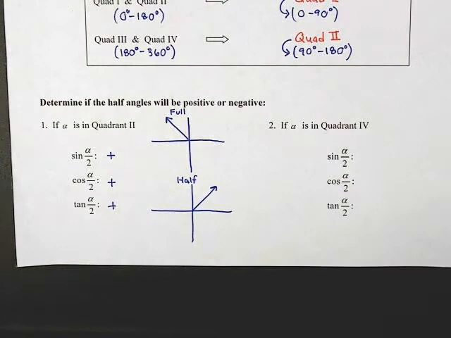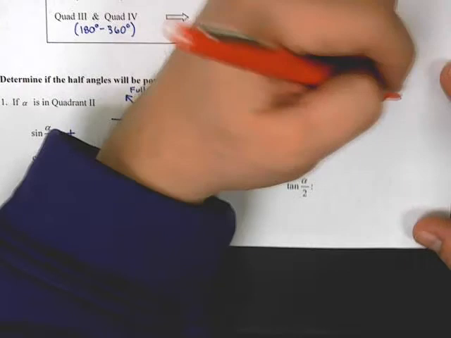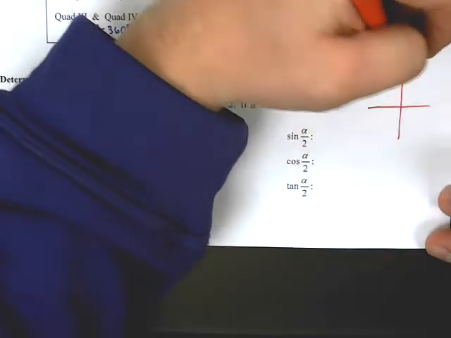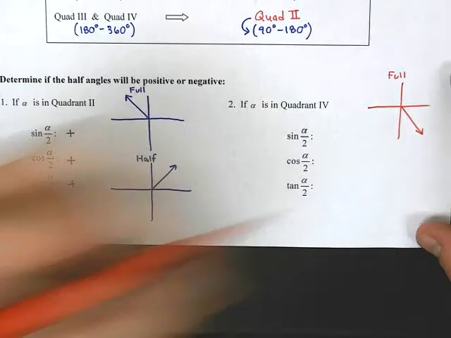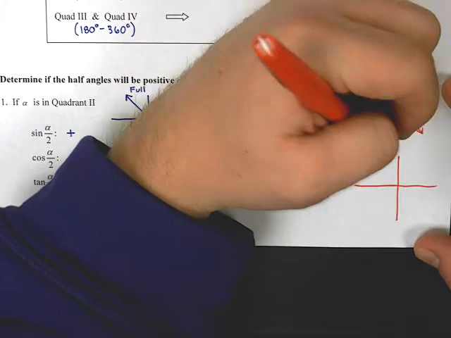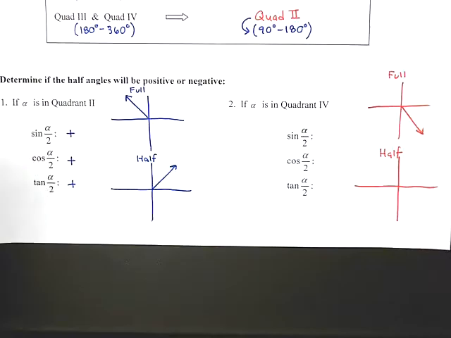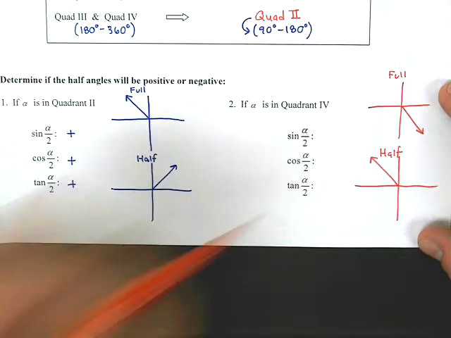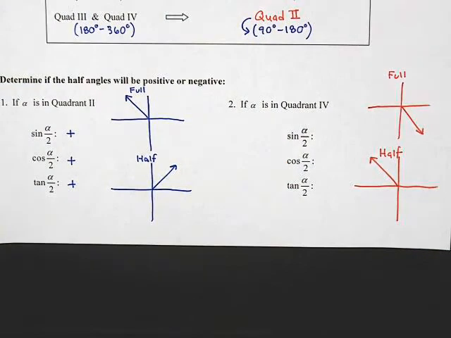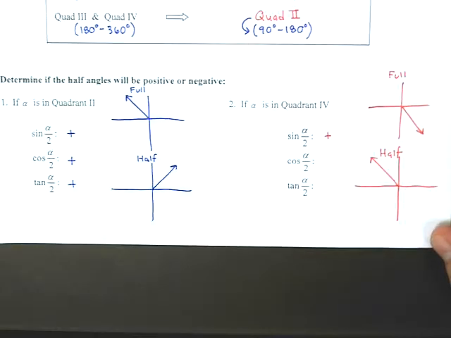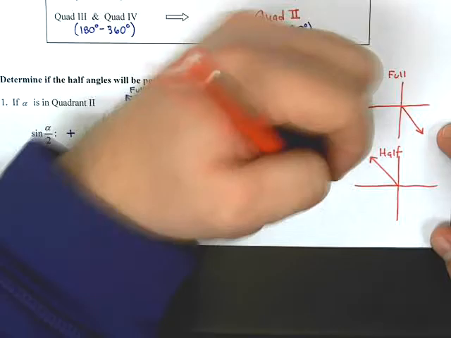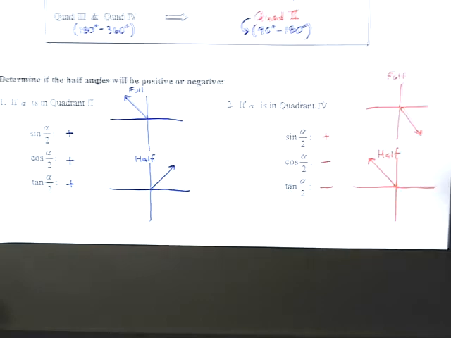Hopefully that makes sense. That should be the same stuff that we've been doing. Now, if our full angle is in quadrant 4, something like this, well then we know our half angle is actually going to be somewhere in quadrant 2. And that matters because now when we take a look, sine of the half angle will still be positive, right? Because I'm going up, positive in the y direction. But now my cosine will be negative, and then of course my tangent will also have to be negative.